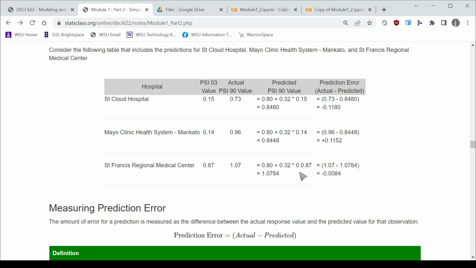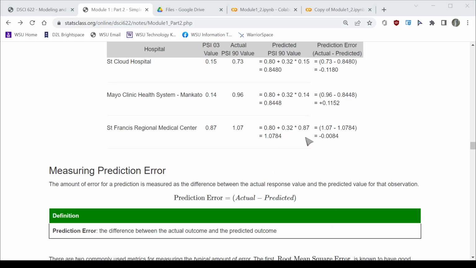I'll go ahead and hit pause actually in the video, and I'll just be right back. Okay, so for the St. Francis Regional Hospital, I would just plug in the PSI 03 value of 0.87 into that equation. You can see that the prediction is real close to the actual here, so the prediction error is actually going to be real close to 0.